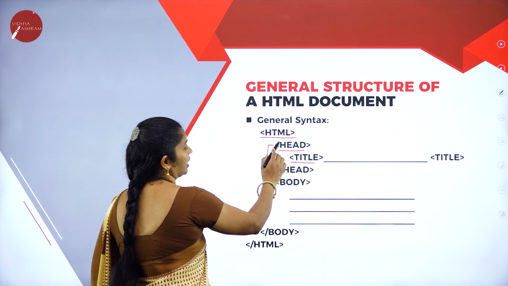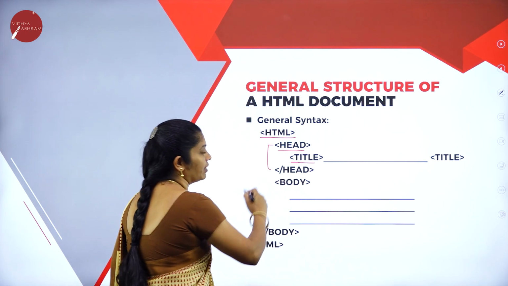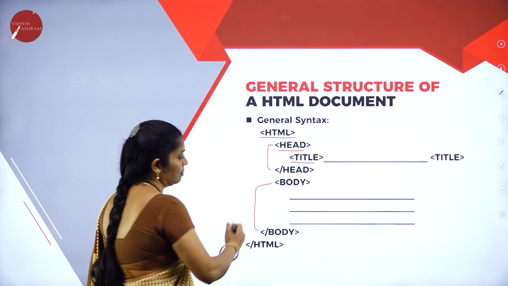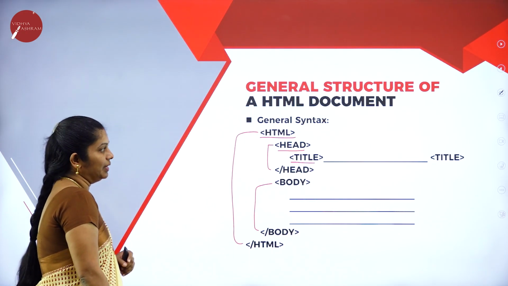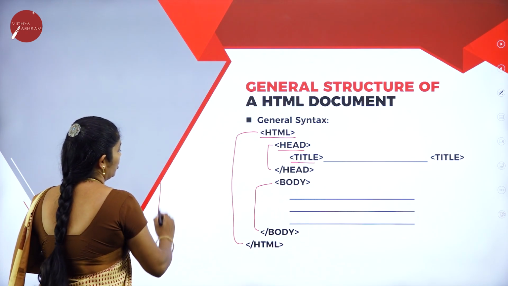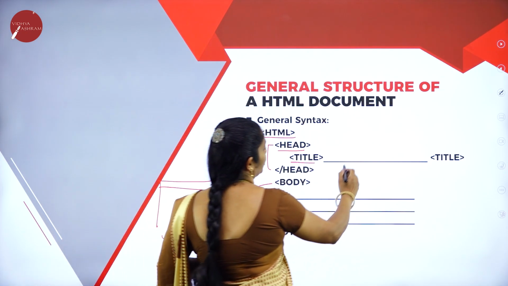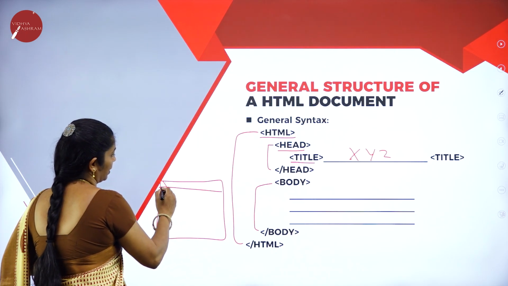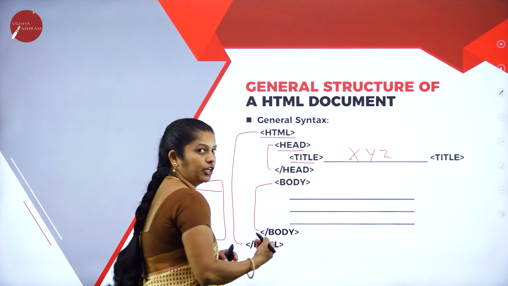See, this is the opening head tag and this is the closing head tag, because here we have a division slash. Then we'll open the body. Later on, we are going to close the body here. Then finally, we'll close the HTML tag. It means that whatever you write in the title will display on your title bar. For example, if you write X, Y, Z, then in the title bar it will display X, Y, Z.